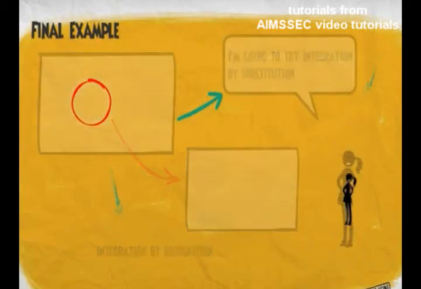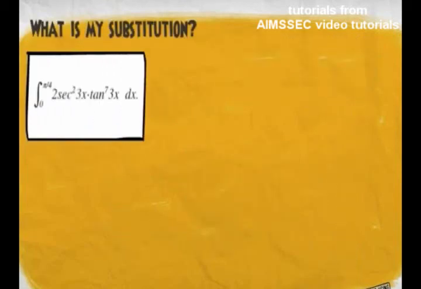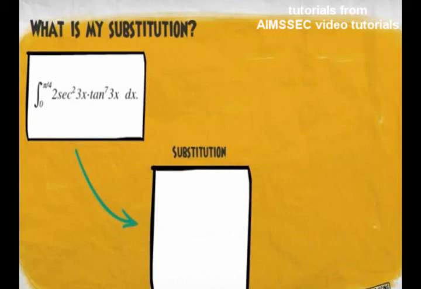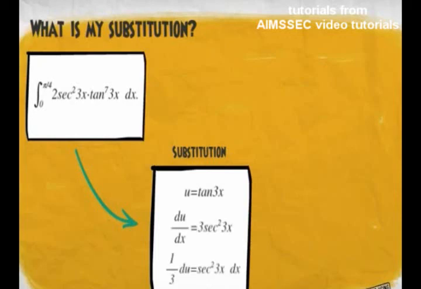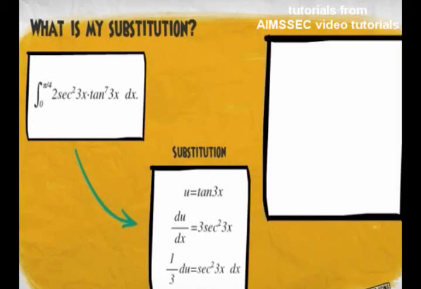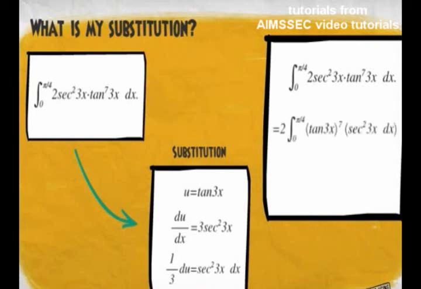Okay, so what will my substitution be? We need to pick something simple. So I'm going to pick u equals tan 3x. First thing to do is work out what the differential of our substitution is. We can then rearrange this to get du in terms of dx so we can put it into our integral. I'm just going to write the integral like this so you can see where the substitution goes in. So we've now got 2 times the integral of u to the power 7 times a third du.